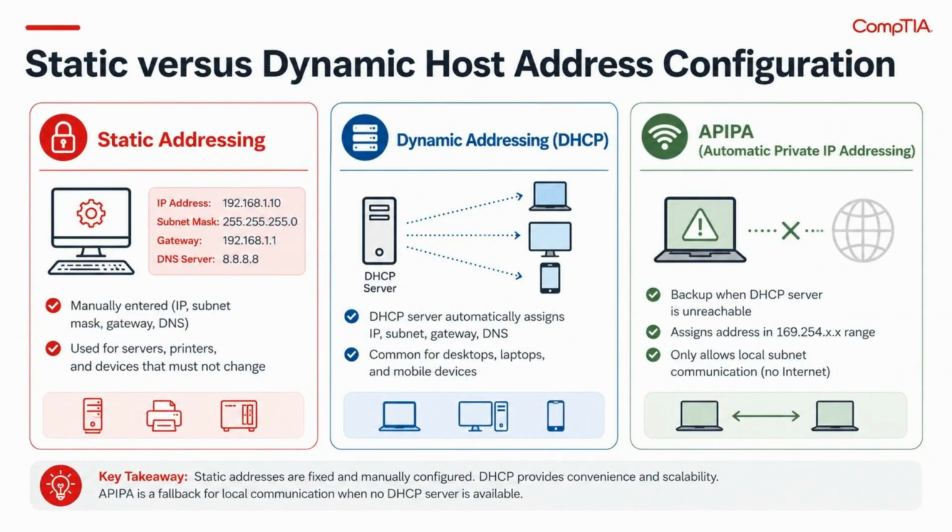Static addressing means manually entering the IP, subnet mask, gateway, and DNS, used for servers, printers, and anything that shouldn't change. Dynamic addressing, through DHCP, has the server automatically assign all of that, common for desktops, laptops, and mobile devices. And APIPA, automatic private IP addressing, is the backup when a DHCP server is unreachable, assigning an address in the 169.254.x.x range that only allows local subnet communication with no internet access.